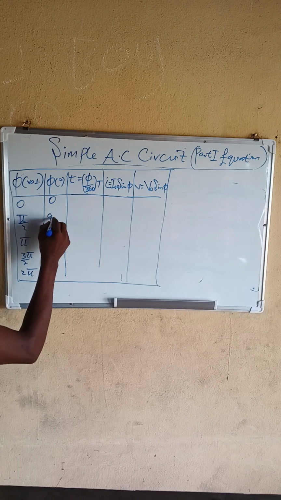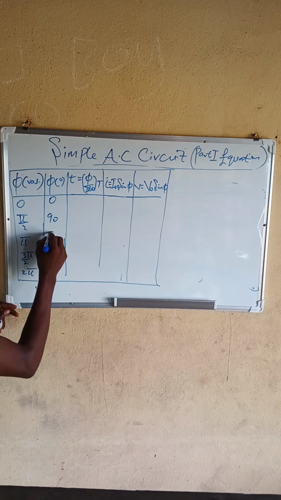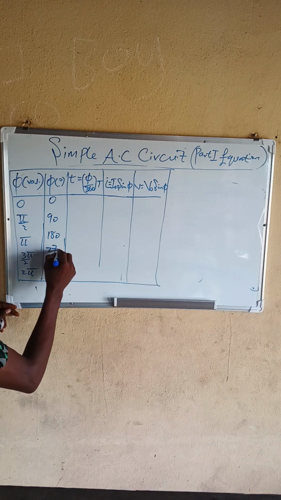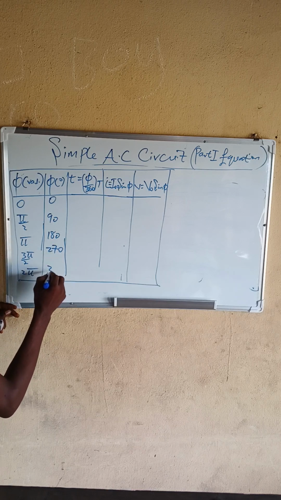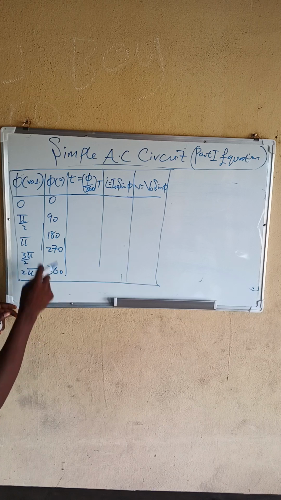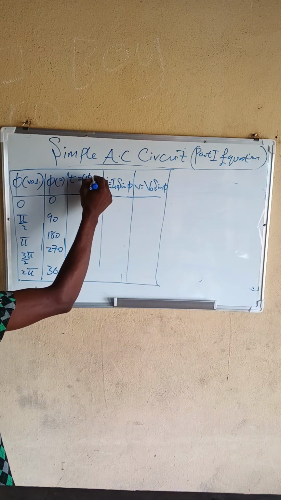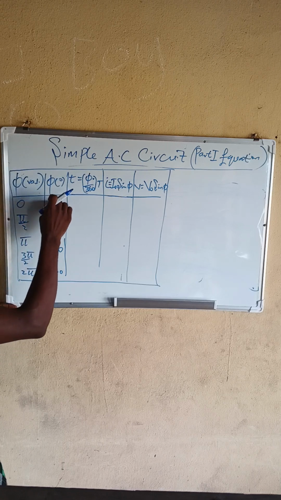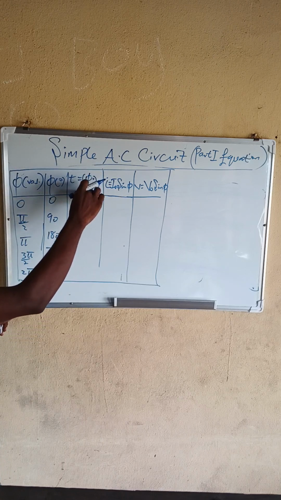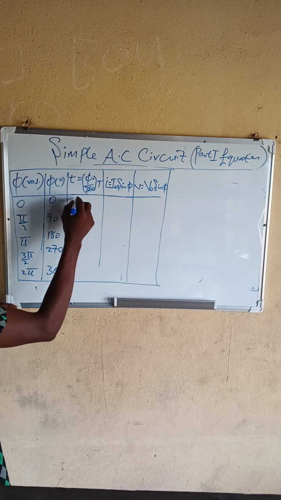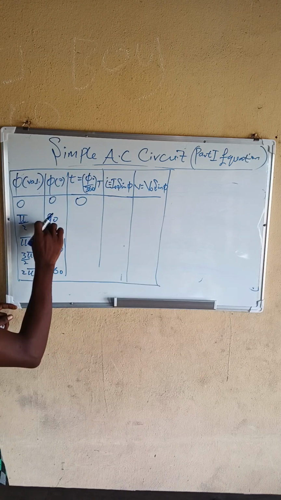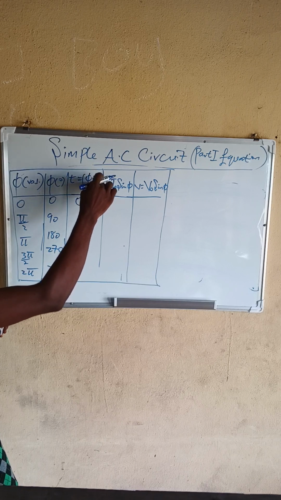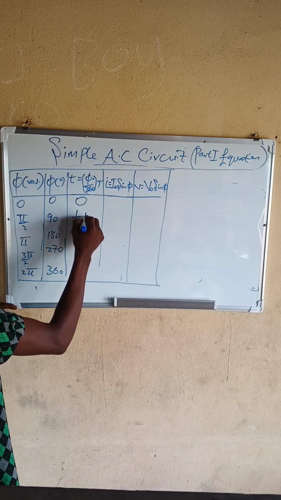This place 0 here is 0. Pi over 2 corresponds to 90. Pi is 180. 3 pi over 2 is 270. 2 pi is 360. Now, this phi is in degrees, meaning that we are considering this. By the time I substitute 0 into this place, divide it by 360, and multiply by t, I'm going to have 0. 90 here, divided by 360 is 1 over 4 times t, that is 1/4 t.